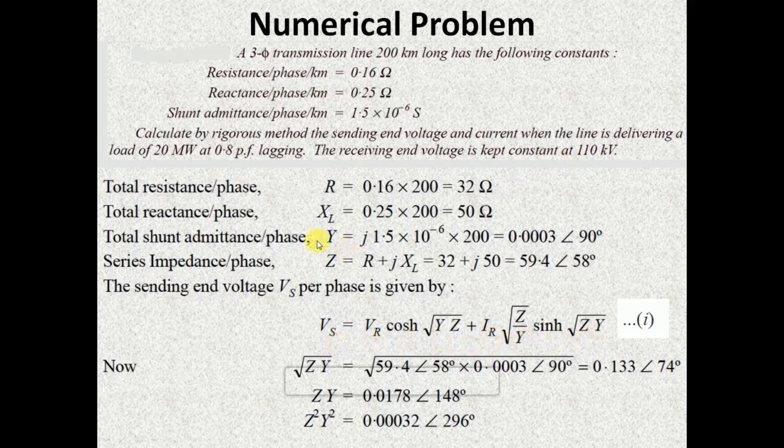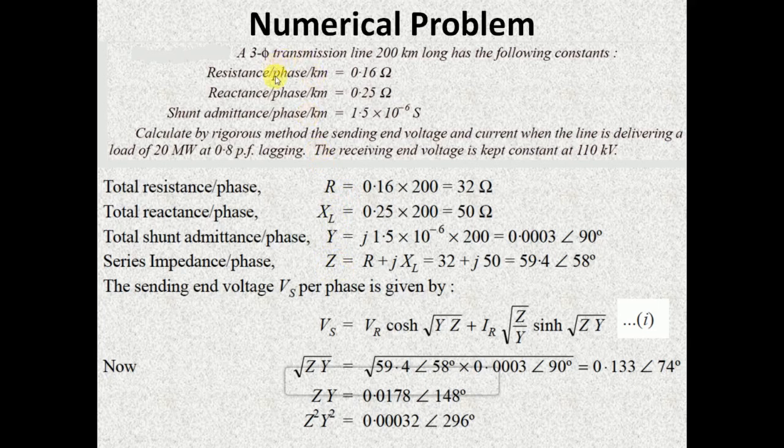The value of small y is given in the problem. We can determine the value of capital Y by multiplying it with the total length of the conductor. Similarly, in order to determine the value of capital Z, first we have to identify the value of capital R and capital XL by multiplying the resistance per unit length with the total length, and the inductive reactance per unit length with the total length. That will give you the values of capital R and capital XL, from which we will be able to identify the value of capital Z.